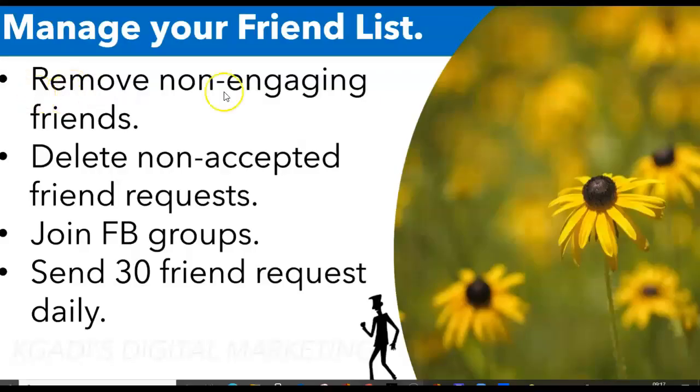So I've shown you how to remove non-engaging friends from your friend list, delete non-accepted friend requests, and how to join Facebook groups so that you can get potential dream customers, and for you to be able to profile them, you check their cover page if they've optimized it, and also the content that they're posting. And if it's not optimized accordingly, then that's how you send your friend requests, because those people will form part of your dream customer profile, right? So that is what we've done.